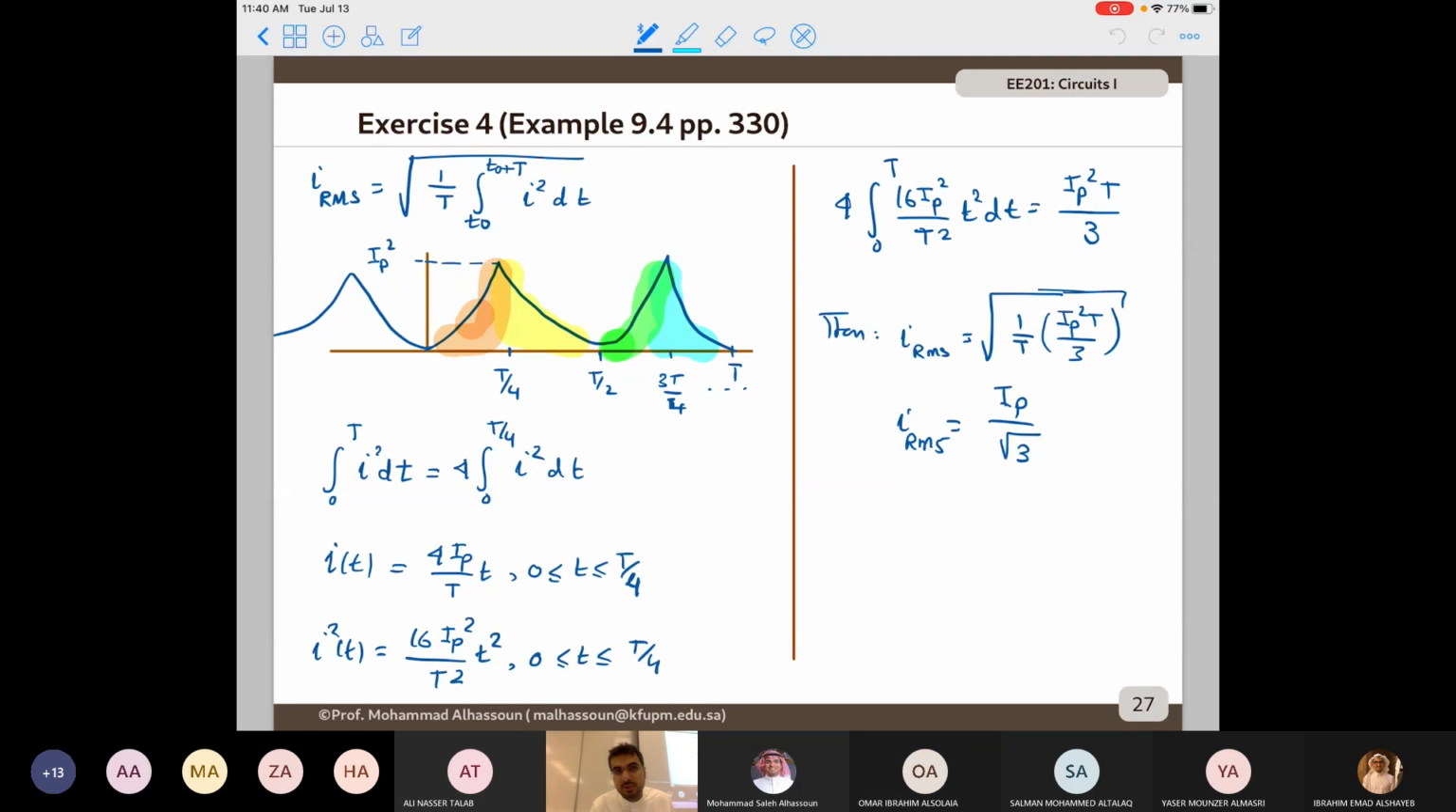If the switch is closed at t equals 0, we should assume that it was open for a long time.